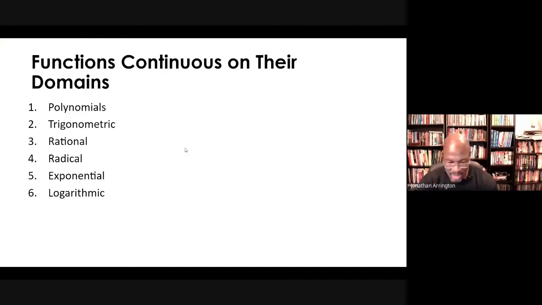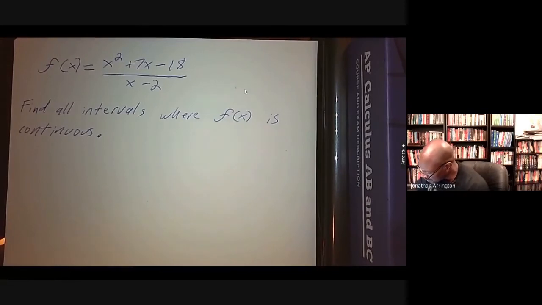Now, I want to make an example with rational functions, since those have been our kind of go-to functions, and kind of explain what we mean by these functions are continuous on their domains. Okay, so let's say we're given the following situation. So I have this function f of x, and it's asking me to find all intervals where f of x is continuous. And that could seem like a very daunting task, especially if maybe I'm not familiar with the graph of f of x, and we're talking about an infinite number of numbers. How can I figure it out?